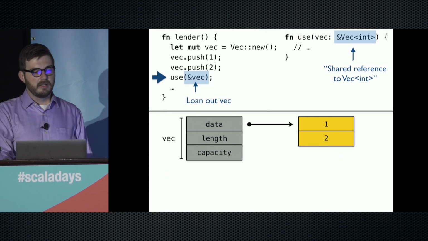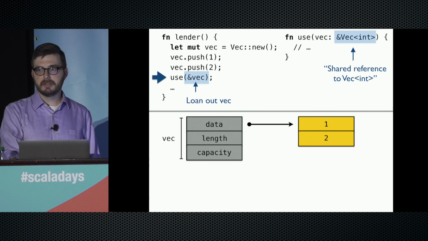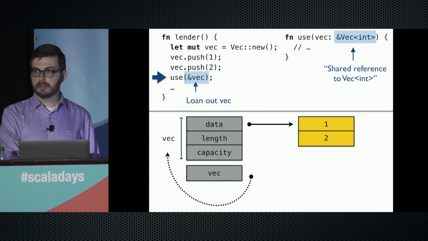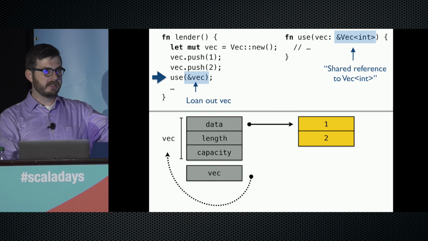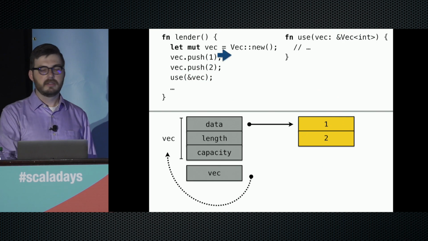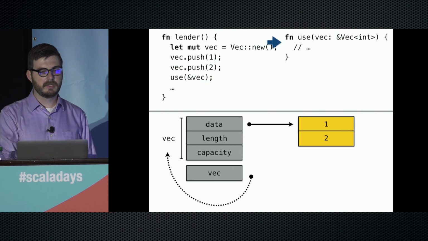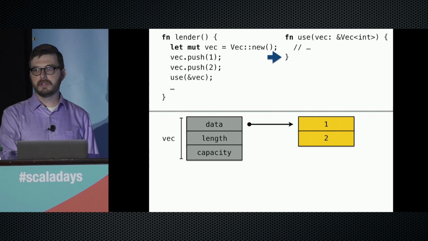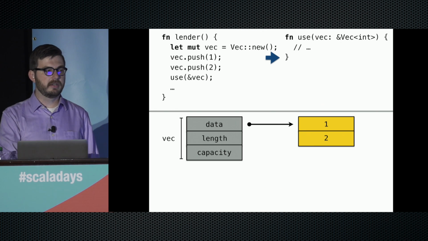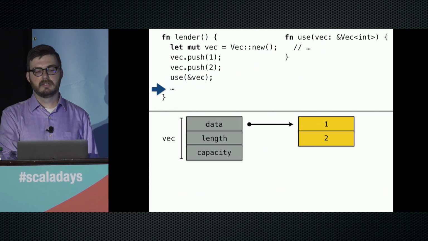Okay, and the runtime implications are a little bit different here as well. So a reference is just a pointer. So now instead of copying that metadata onto the stack, we just push a pointer for calling use. Use does its thing, comes back, and now the only thing that's destroyed is the reference, not the contents of the vector, which means we can go on to continue using the vector in the original function.